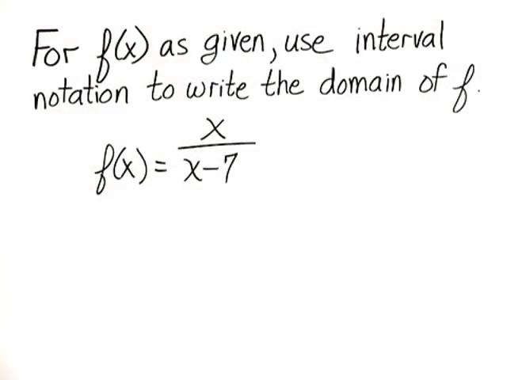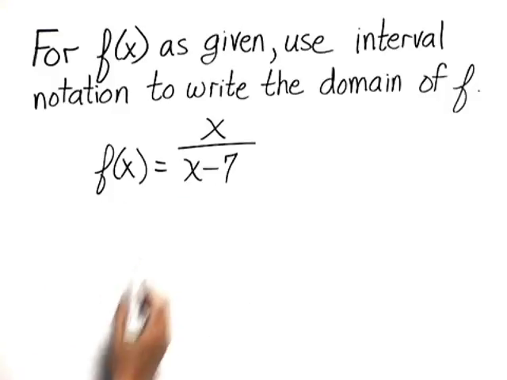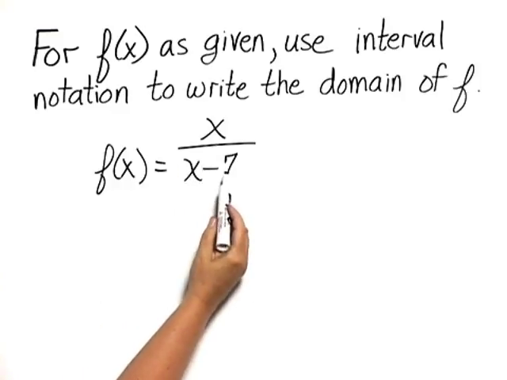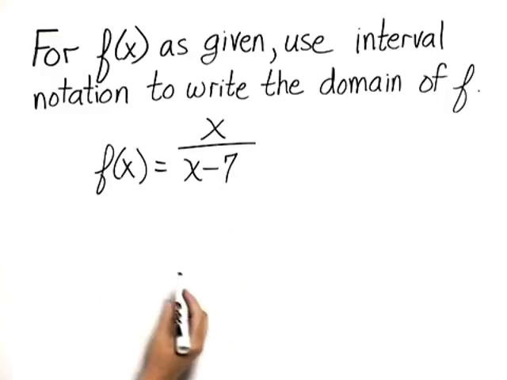For f of x as given, use interval notation to write the domain of f. And we have f of x equals x over x minus 7. We have a fraction, a little expression here, and the denominator cannot be 0. In other words, we cannot divide by 0.